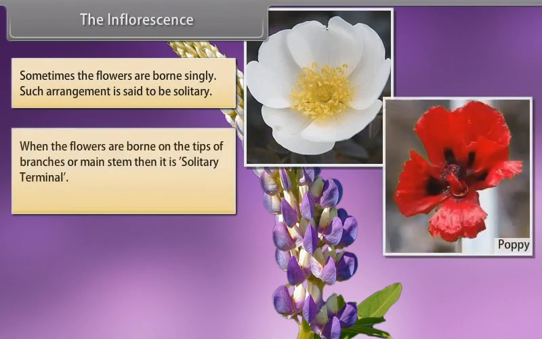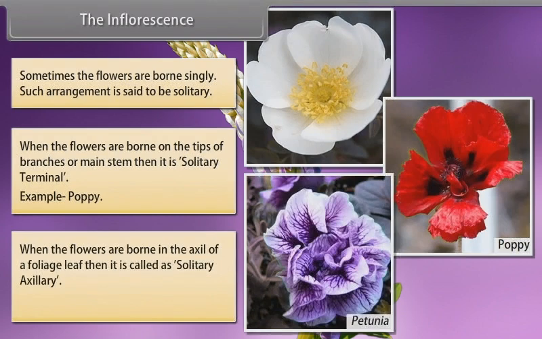When the flowers are borne on the tips of branches or main stem, then it is solitary terminal. Example, poppy. When the flowers are borne in axil of a foliage leaf, then it is called solitary axillary. Example, petunia, hibiscus, Rosa sinensis.